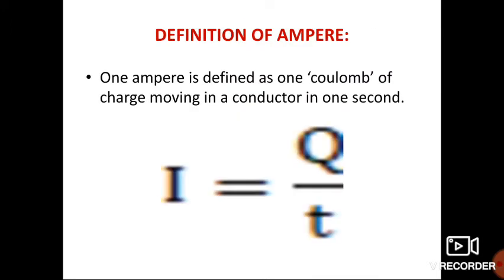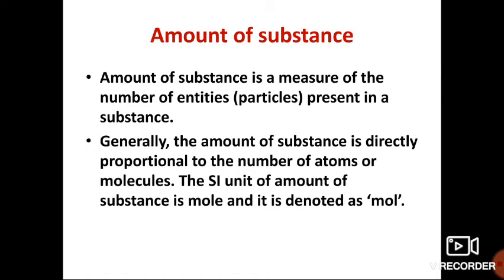The definition of ampere. 1 ampere is defined as 1 coulomb of charge moving in a conductor in 1 second. Q charge, T time, T is 1 second. So charge moving in 1 second, that is called what? 1 ampere current. Unit of current is I, 1 ampere. Clear? So 1 ampere is defined as 1 coulomb of charge moving in a conductor in 1 second. That is called what? 1 ampere. Clear?